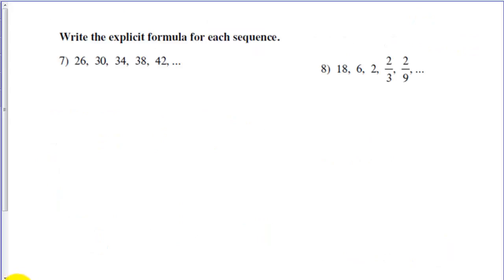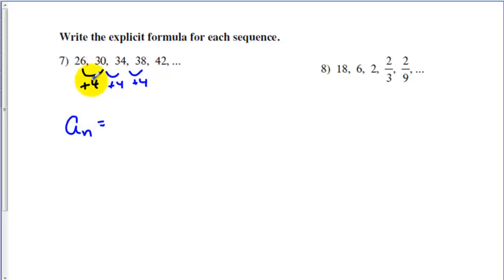All right, so that's sequences. Oh, I'm sorry, we have one more here. We've got to write a formula. So here you can see we're adding 4, adding 4, adding 4. You'll learn in our next lesson that this is something called an arithmetic sequence.